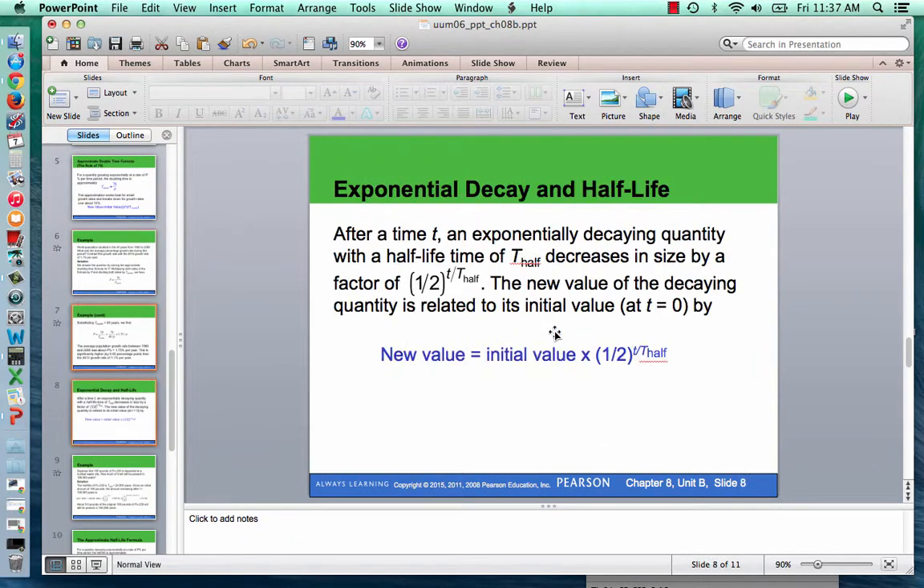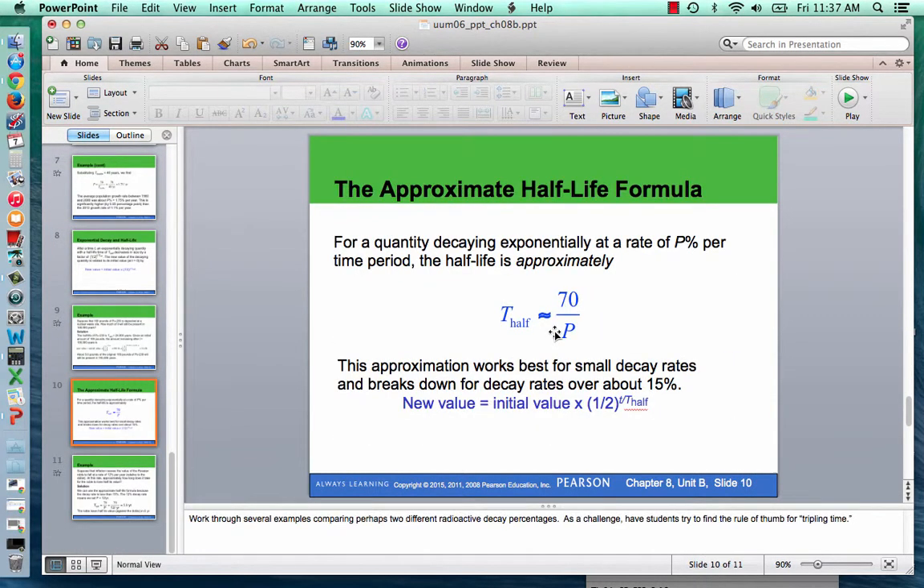Then for half-life, it's the same thing. If we have a half-life, the rule of 70 still applies, and we're using the formula where we use the initial value times 1/2 to the time divided by t half. And that will give you the fraction that's left after a certain number of years.